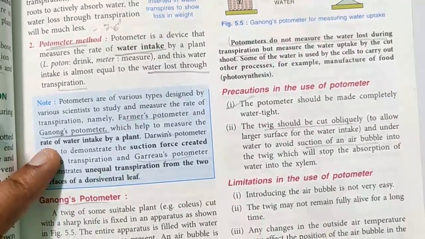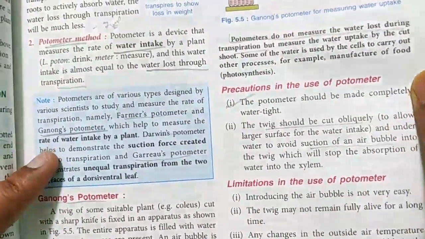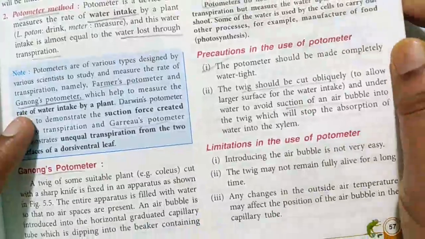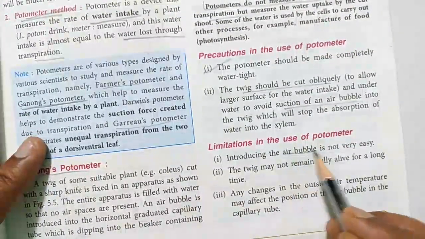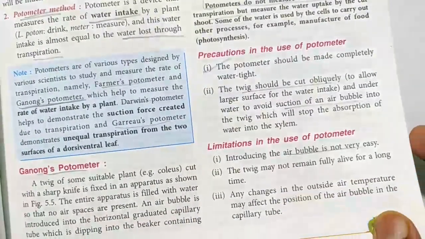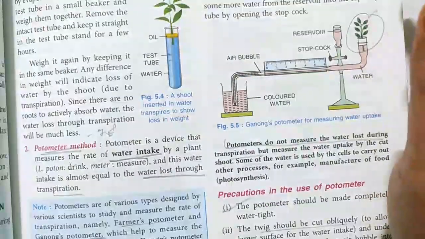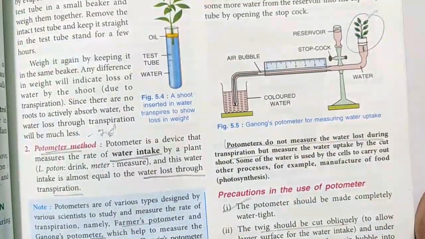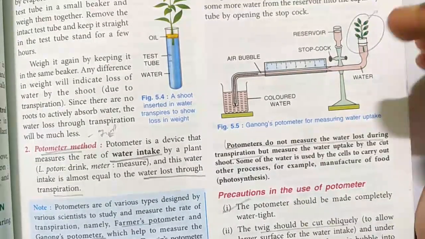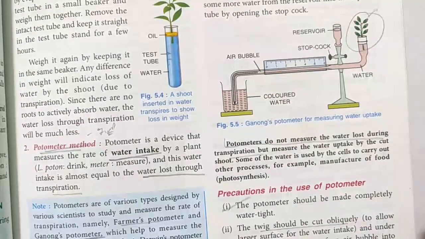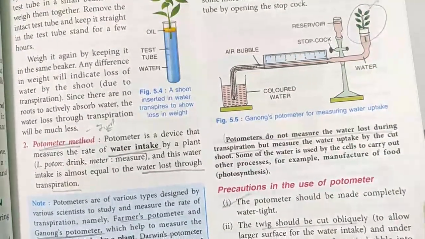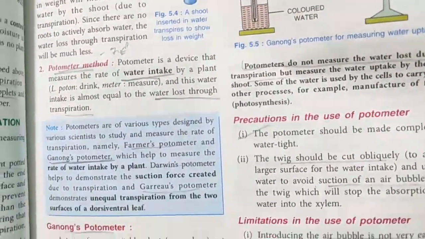Now what are the limitations? There are some limitations of this photometer. First of all, introducing the air bubble is not very easy. That means it is not easy to just lift this part up and have the air bubble get introduced. No, because sometimes multiple air bubbles can be introduced, and sometimes the air bubble cannot be introduced properly. So this part is very difficult in the case of the photometer.